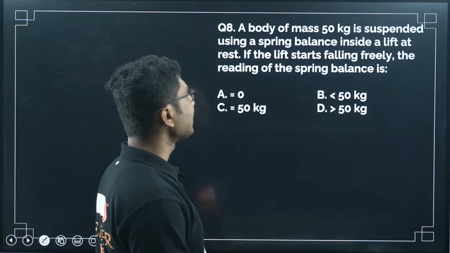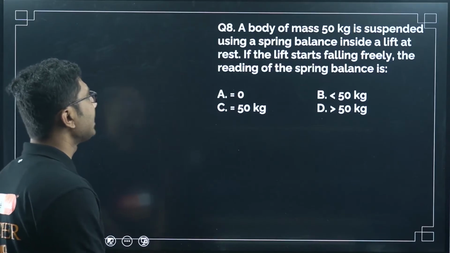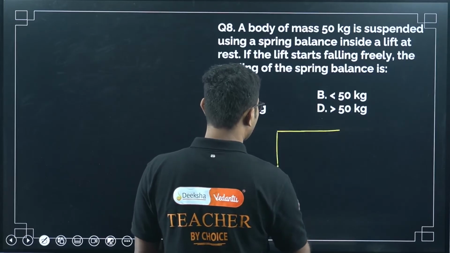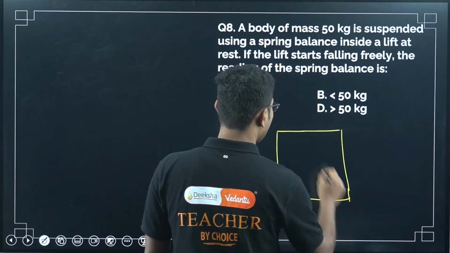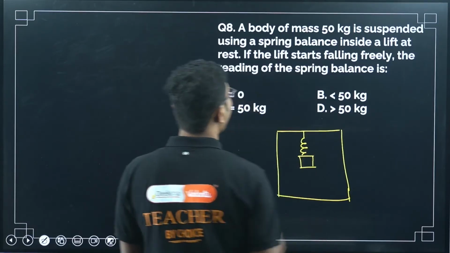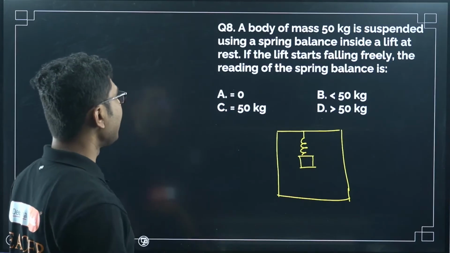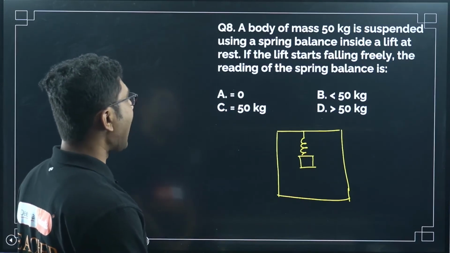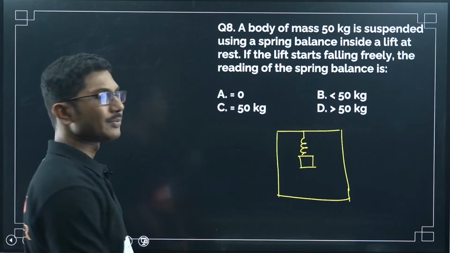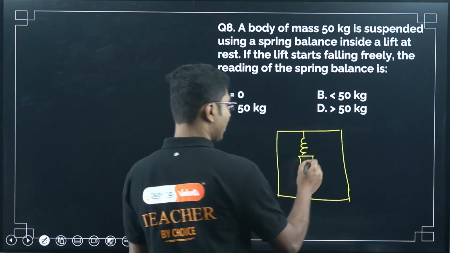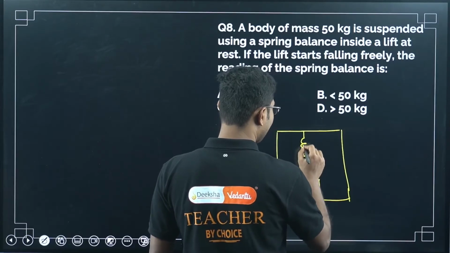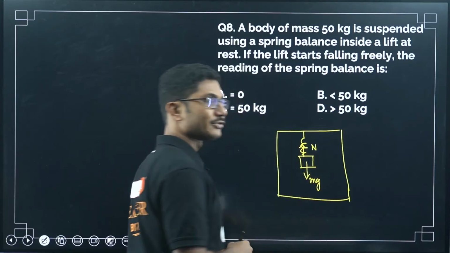A body of mass 50 kilogram is suspended using a spring. Again I think it's a lift problem. So as you can see, a lot of lift problems are coming. A body of mass 50 kg is suspended using a spring balance inside a lift. At rest, if the lift starts falling freely, the reading of the spring balance will be, now the weight of the object is mg, and whatever the normal reaction force is, that is being measured by the spring balance.